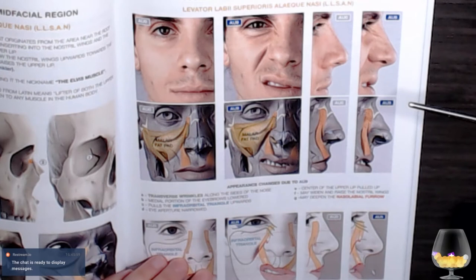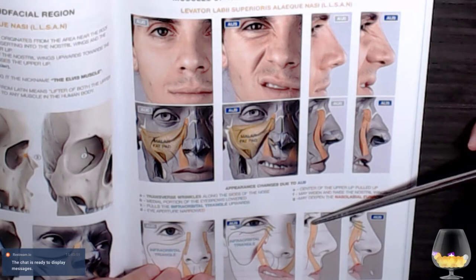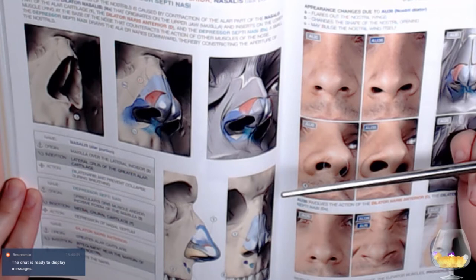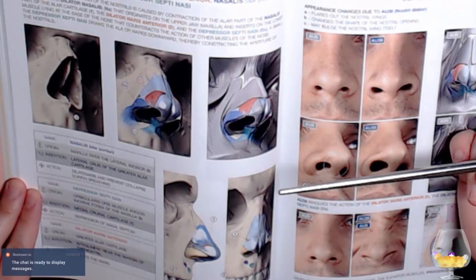Guess it's called the infraorbital triangle. Did we learn that in the eyeball one? Maybe. So what else is here? Okay, this is a little bit too in-depth for our needs.